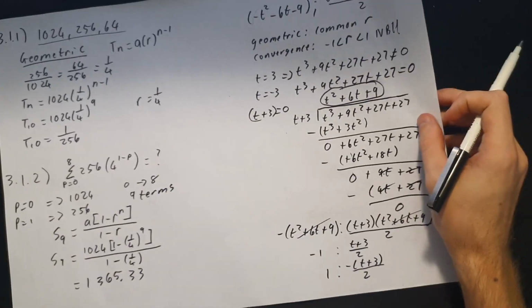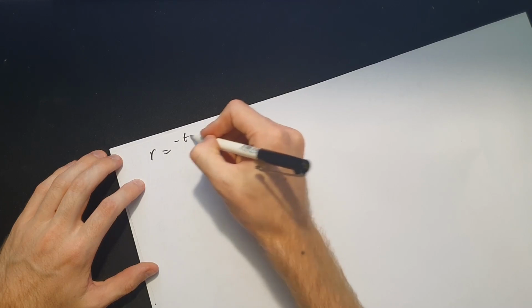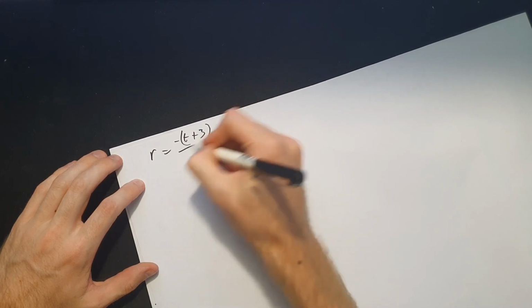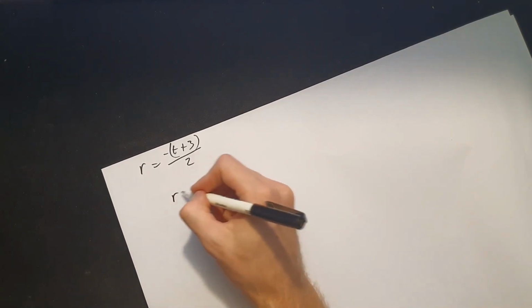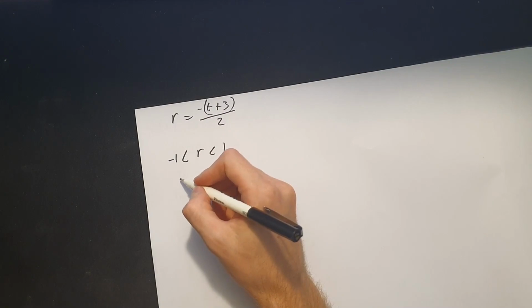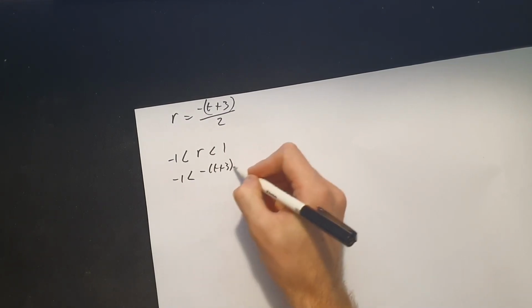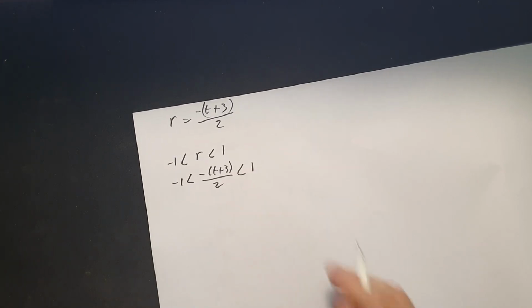So r, let me get another piece of paper. Okay, so r's value, we have that r equals negative t plus 3 all over 2. Now how do we know when convergence takes place? We know that r must be between 1 and negative 1. So that means we have negative 1, negative t plus 3 all over 2 and 1.